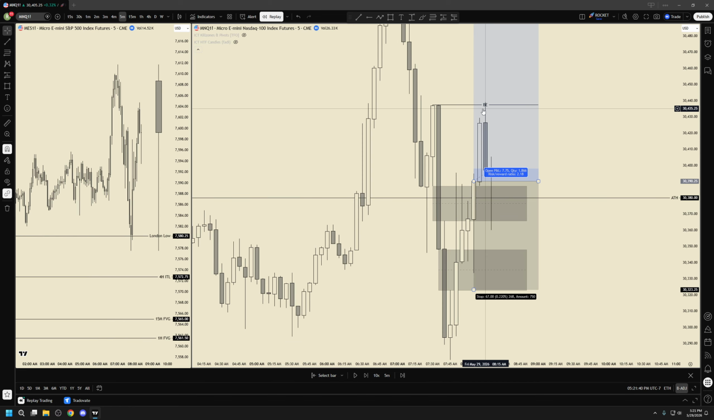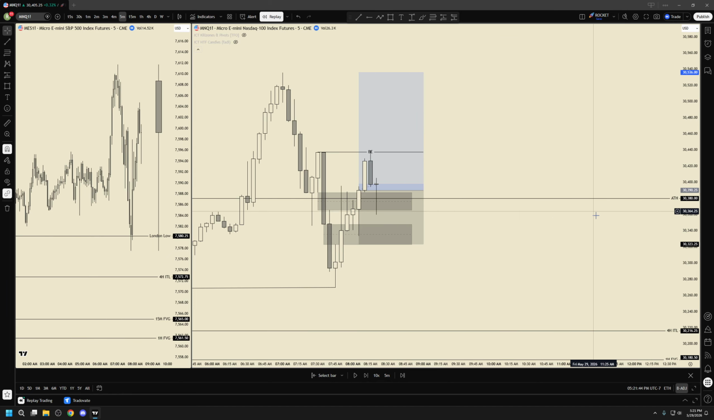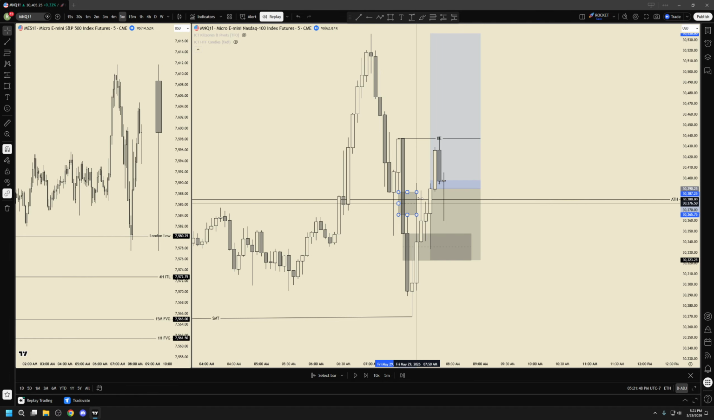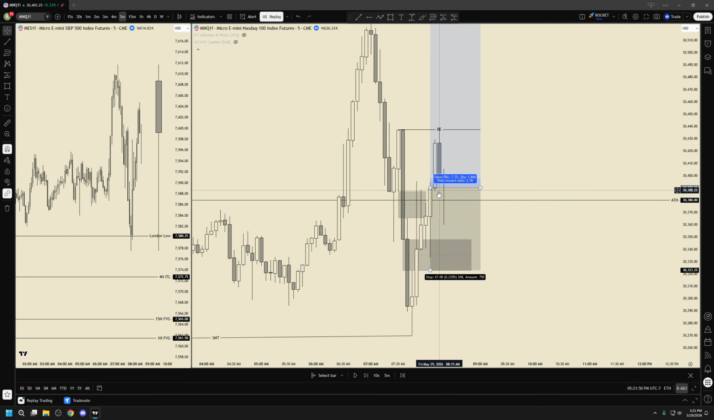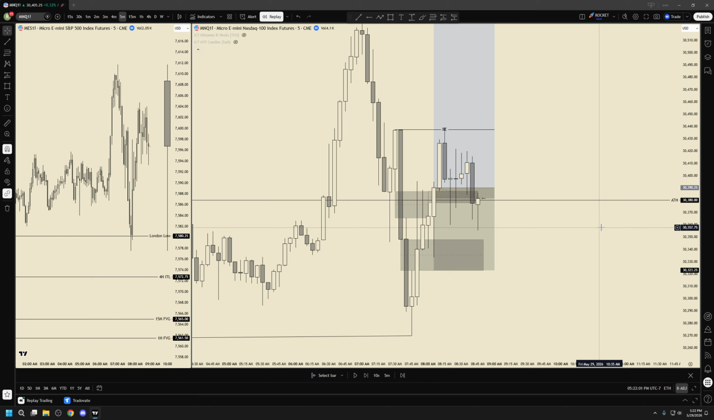Once it taps into this, I didn't go break even just yet, just because it was so close. I kind of wanted to see a closure through it, as well as I also have this open gap right here that was getting respected. So I was like, okay, let me let this play out a little. You see the gap right here, a gap right here, taps into it. Now it's kind of respecting it. So let's see what it does.